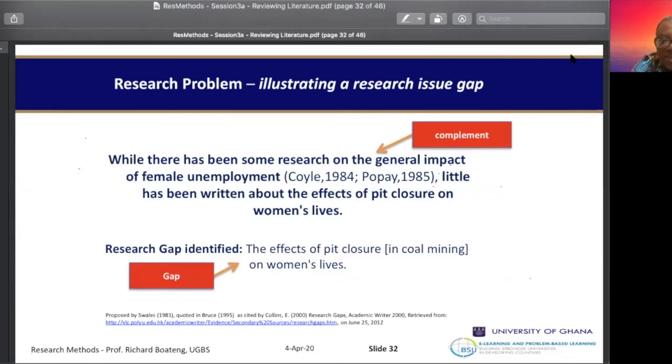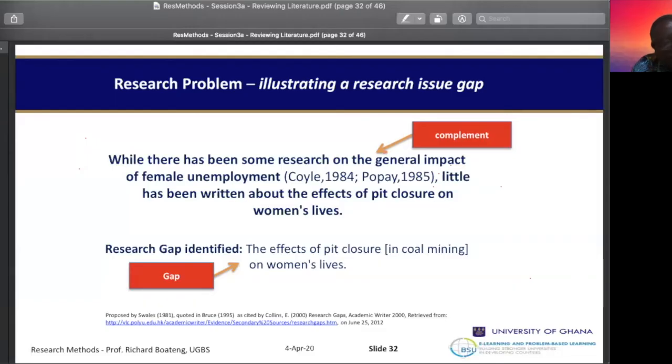So you have somebody who says, but Prof, now it's a domain gap, because now we're looking at it in the coal mining sector. So it's more about a sector gap, and we don't know much about unemployment for females in the sector, especially when the pits are closed. Yeah, somebody can argue from that point, but you have an issue gap that is dependent on even a particular industry in terms of the gap that he has pointed out here.